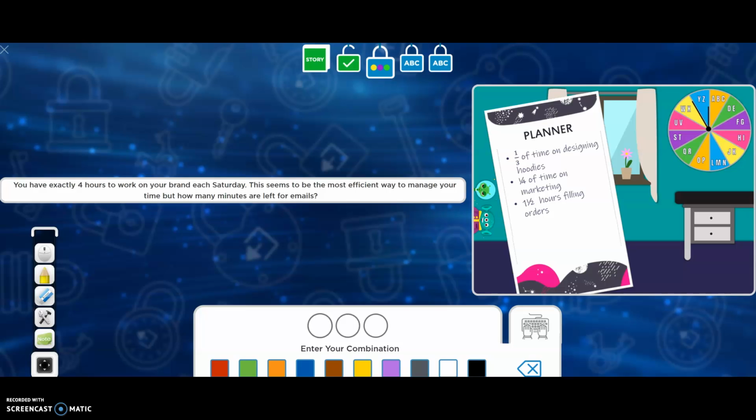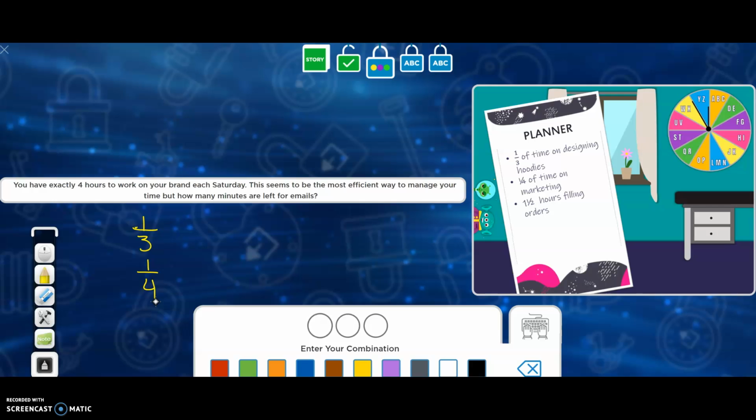So you have exactly 4 hours to work on your brand each Saturday. This seems to be the most efficient way to manage your time. But how many minutes are left for emails? So if I look at it, 1/3 of my time is spent designing hoodies. 1/4 of my time is on marketing. And then 1.5 hours to fill orders.